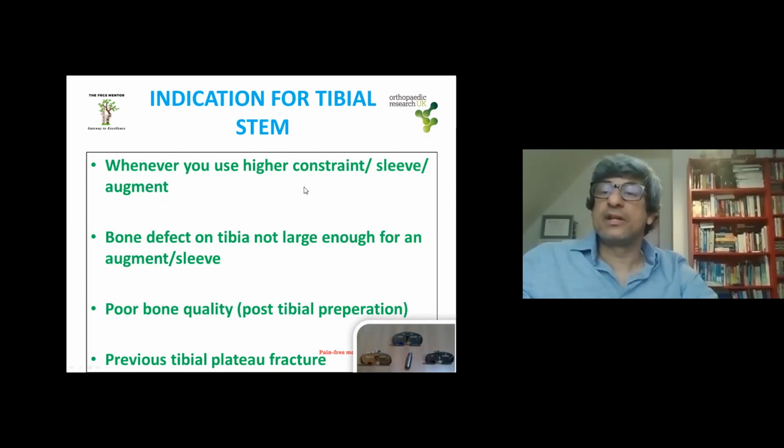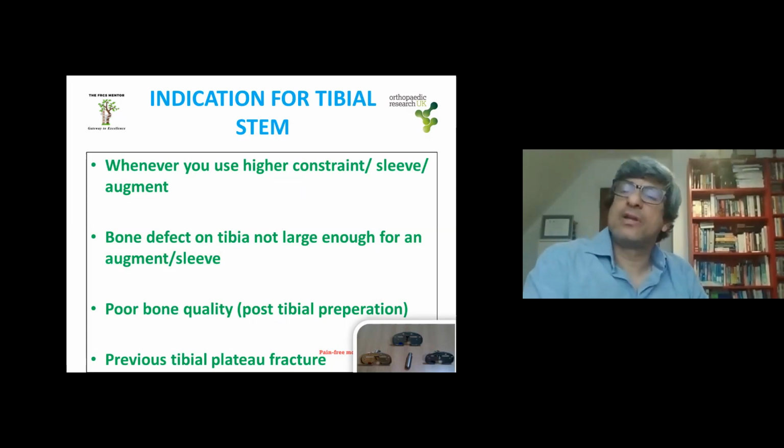The next indication for a stem is when you have a defect on the tibia or in the femur, but more likely in the tibia, which is not so large that you're going to use an augment or some sleeve or a cone, then you will use just a stem. So when the bone defect is not large enough. Say you prepare your bone and it's very poor bone quality, then you'll say, look, let me put in a stem. And I say that if you have a previous tibial plateau fracture, even if it's 1 year down the line, I tend to use a stem. So this is when we use a stem.